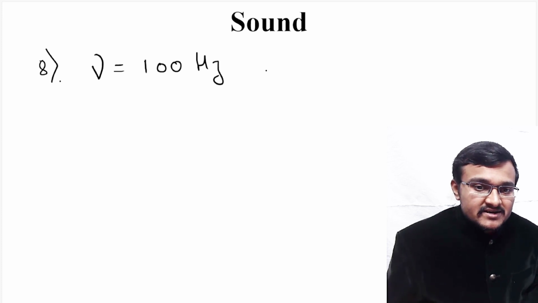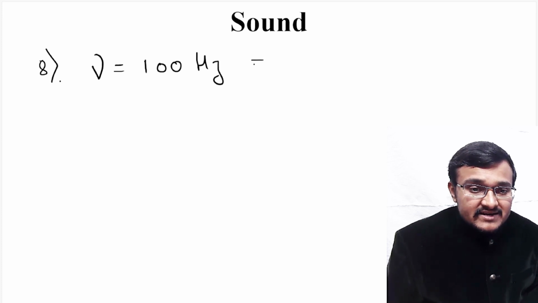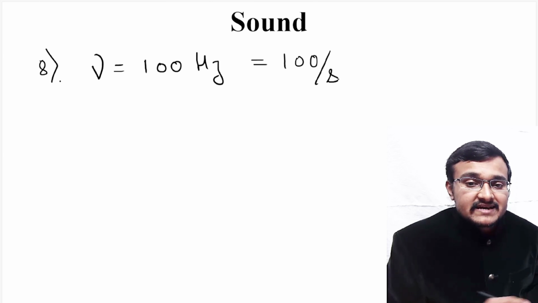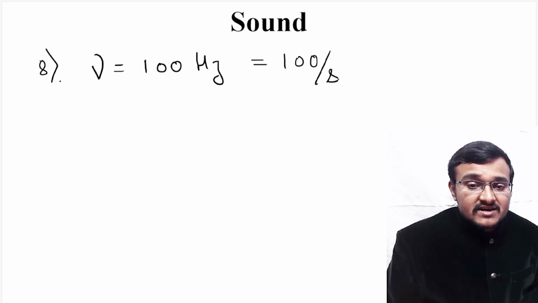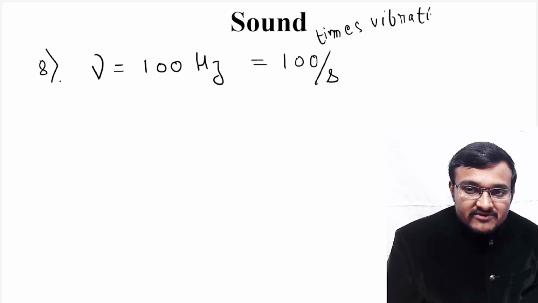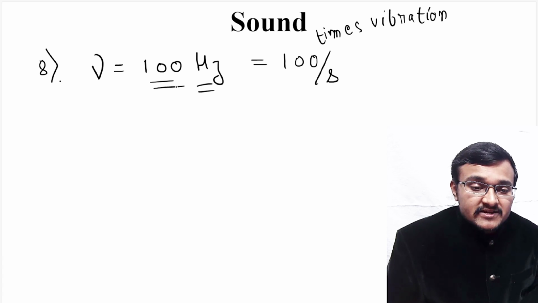So 100 Hertz is nothing but 100 times vibration in 1 second. This you can write as per second as well. So that means here 100 times vibration is happening. Whenever you have this hertz, if frequency is equal to 100 hertz, it means it is vibrating 100 times in 1 second.